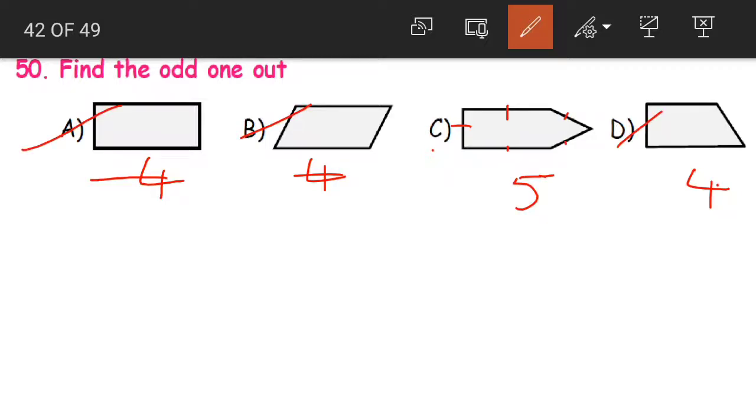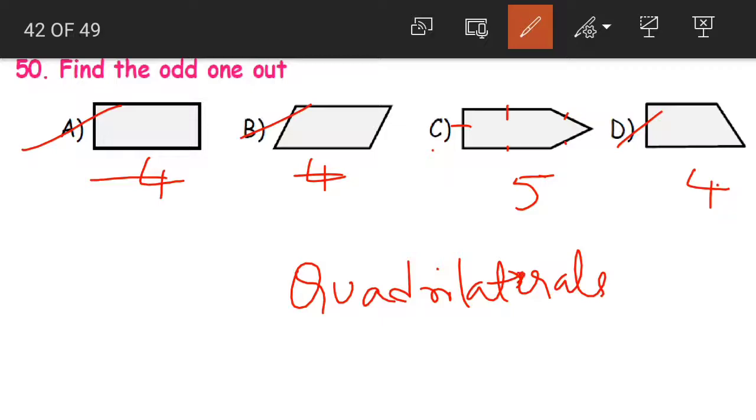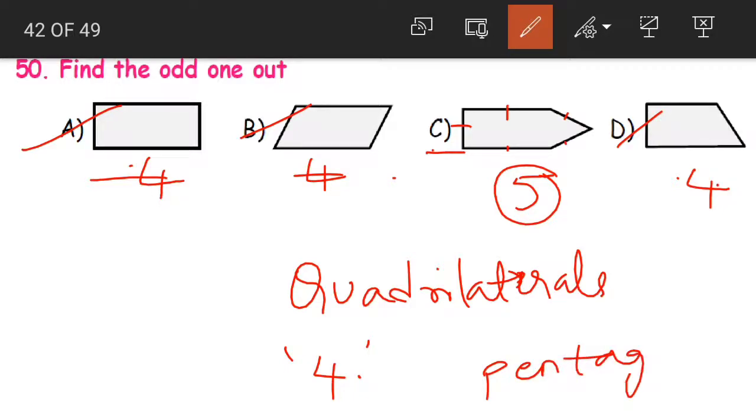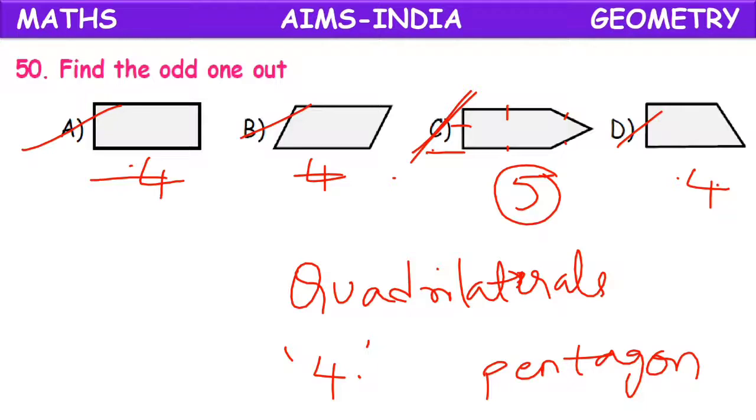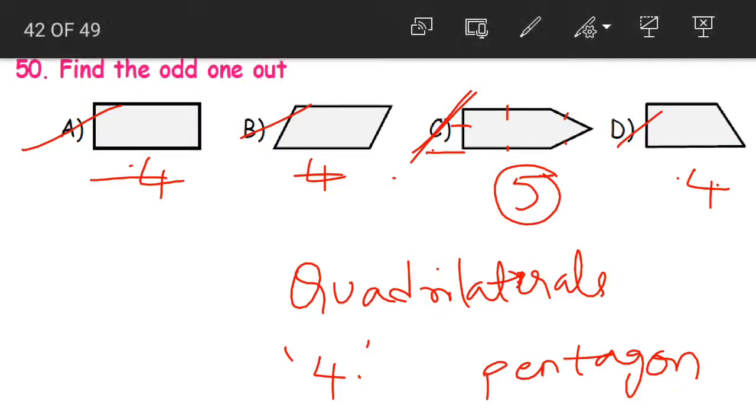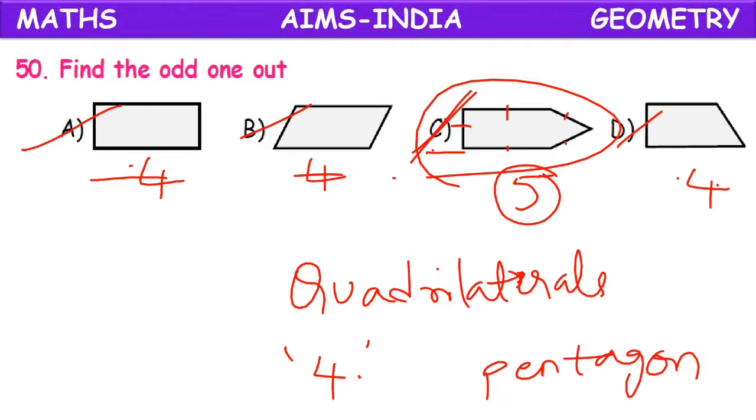A, B, D. All these 3 are quadrilaterals. Do you remember about quadrilaterals, children? Yes, these are the polygons which are having 4 sides. So A, B, D are quadrilaterals, whereas option C is a pentagon. When a polygon has 5 sides, we call it a pentagon. Now this is having more number of sides than the remaining other 3. So our correct answer becomes option C.